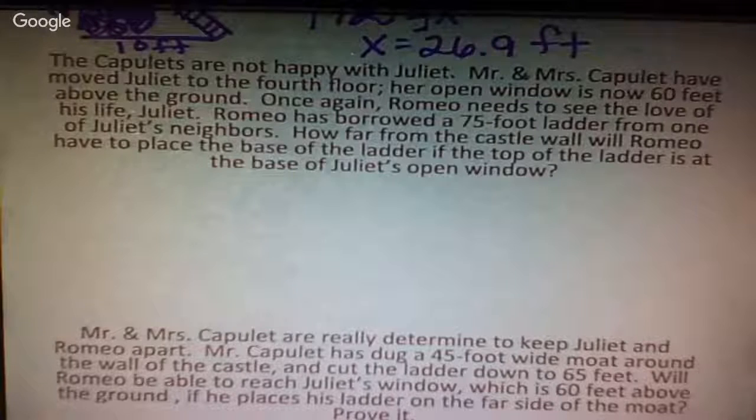So this one you're plugging in this and this for A and B. That's your C. You have to see if it's true or not. So you're trying to prove, yes, he can get to them, or no, he cannot. The bottom one's a little bit different. You're still using the Pythagorean theorem, but you're trying to tell me, does it work or does it not work? Can Romeo make it there? Because the Capulets have decided to chop the ladder and build this moat around the castle. Can he still make it to Juliet?